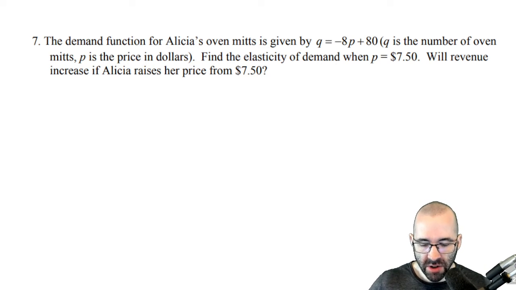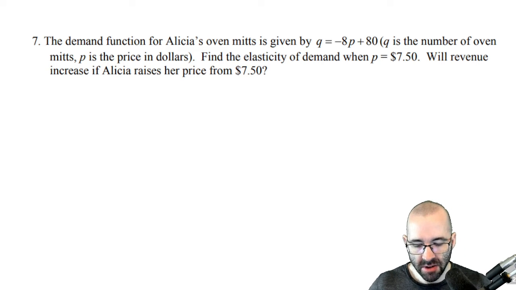The demand function for Alicia's oven mitts is given by Q equals negative 8p plus 80. Q is the number of oven mitts, P is the price in dollars. Find the elasticity of demand when P equals $7.50.